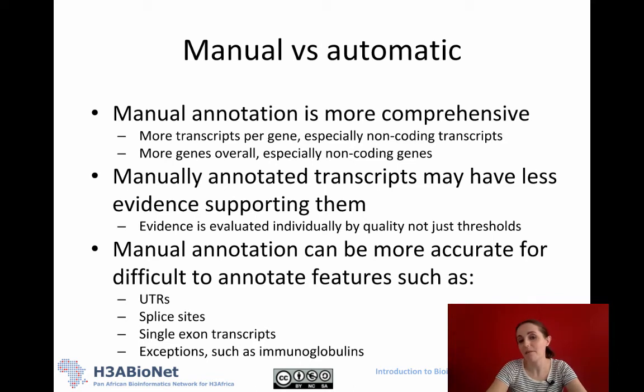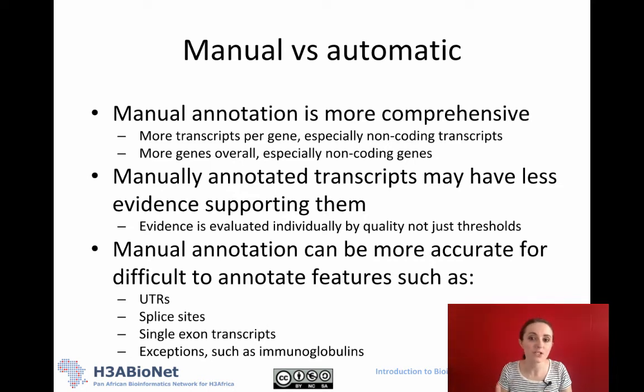This also means that there may be less evidence supporting them, because you can evaluate each piece of evidence on an individual basis by the quality of that evidence, whereas when you're doing automatic annotation, you just have to set thresholds. This is our line: anything below the line we don't include. Whereas when you're evaluating things in a value-based way, you can say actually it's below the line, but it's still good enough.